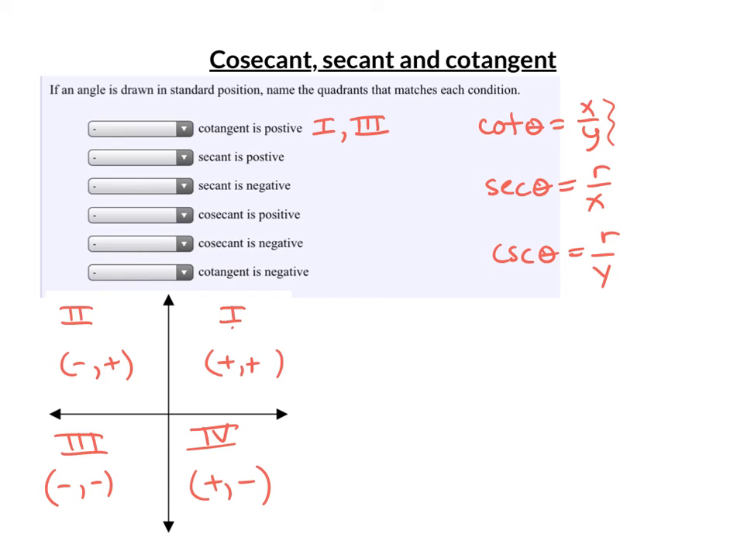Secant is positive. Secant, again, is r over x. So we know r is always positive 1 every single time. So all we need to do is look at x then. So where is x positive? X is positive in quadrants 1 and 4. Secant is negative. Well, again, r is positive. X is all we need to look at then. So where is x negative? X is negative in quadrants 2 and 3.